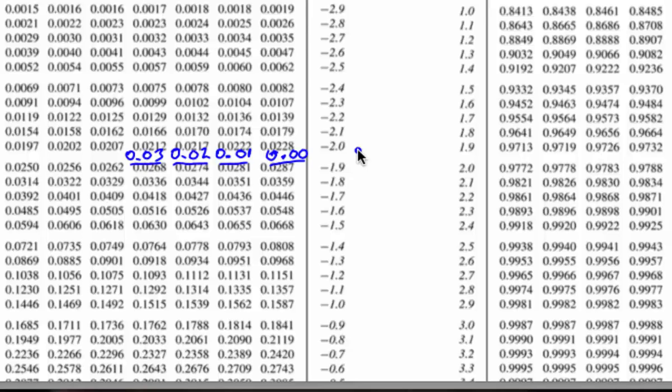Are we good on the 41? You just take 1 minus 0.2420. I'm just rounding the one number. Yeah, that's the table. Are we good on 40? You guys good? Okay, are we good on 40? Does that make sense?